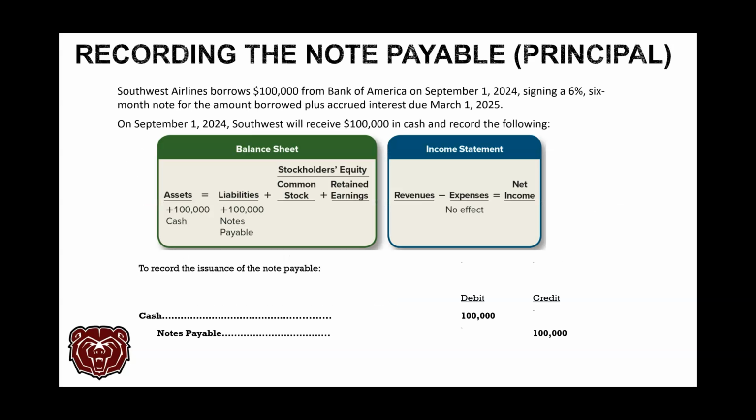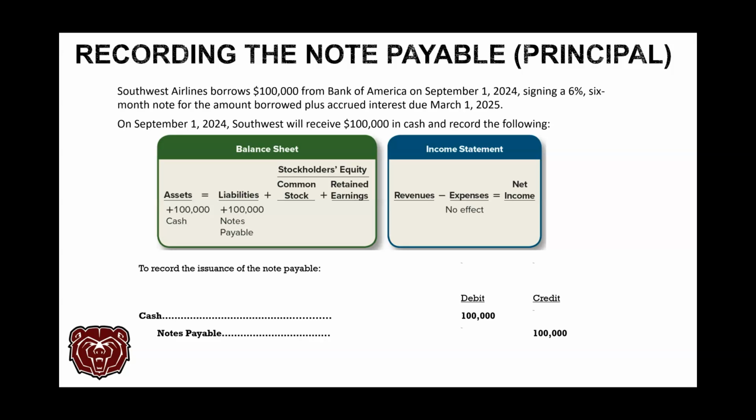So how do we record a note payable? Well, we record it by increasing the cash because we get cash, and we're going to increase a liability because now we've created an obligation for ourselves to pay somebody else some money.